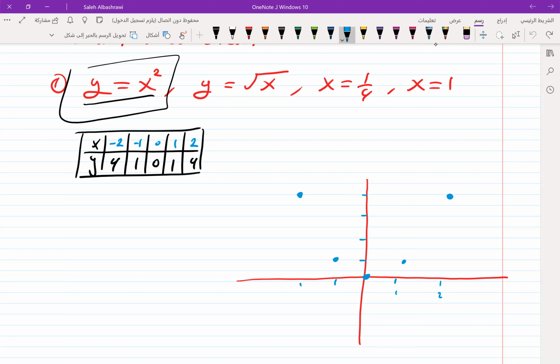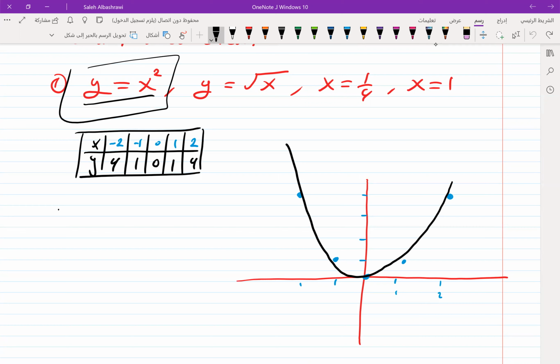If you connect between these, you will have something like a u. This is a parabola. This is the graph of y equal to x squared. This parabola opens upward. So we sketch the first function.